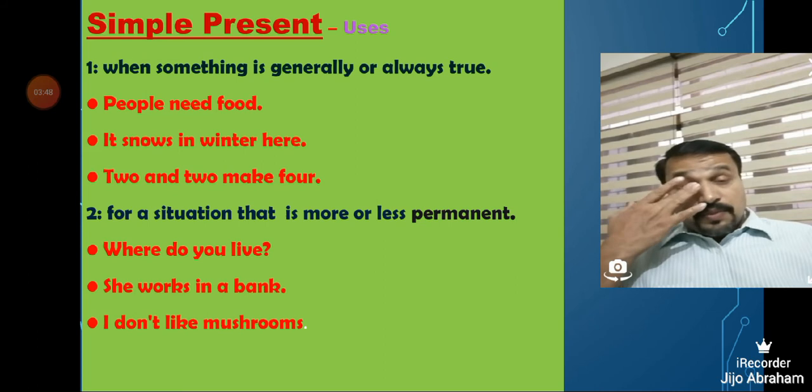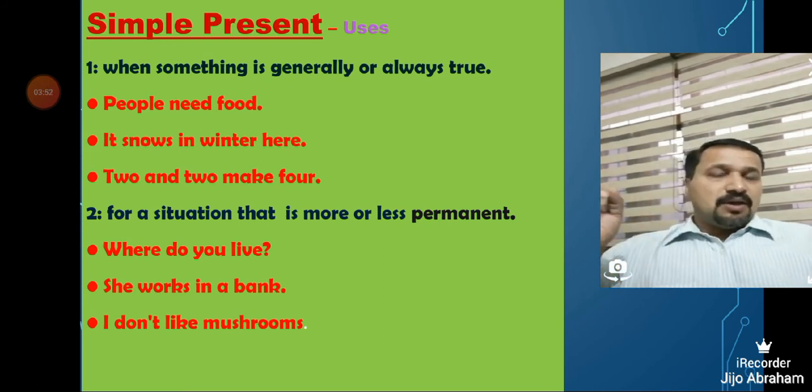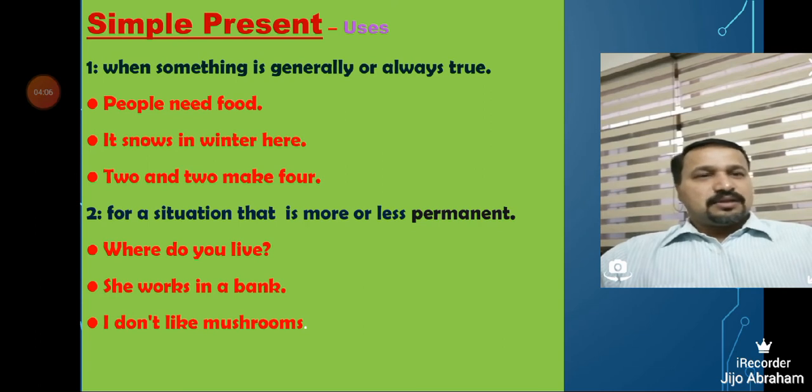For example, if you say she is working in a bank, that means for the time being, or till he or she gets another job, she or he would work as a teacher or a bank employee. After that, she would change. She would quit the job. There is a possibility. There is a chance.